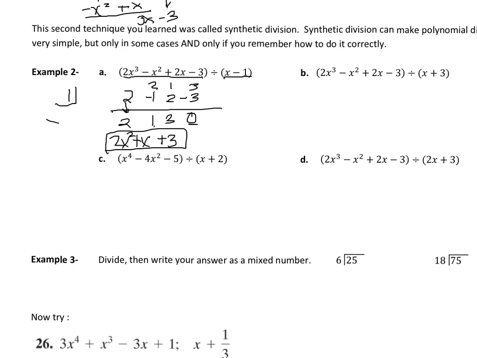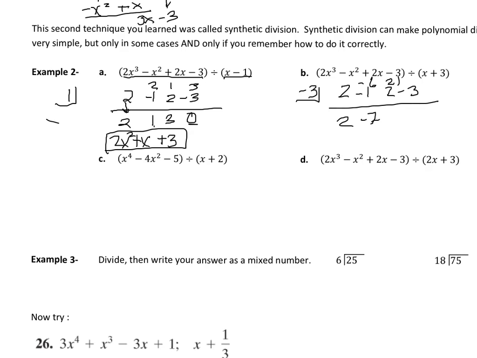So let's do the same thing. We have the same polynomial here: 2, negative 1, 2, negative 3. But now what number goes in my little box here? Negative 3, right? Because we set that equal to 0. All right, bring your 2 down. 2 times negative 3 is negative 6. Negative 6 minus 1 is negative 7. Negative 7 times negative 3 is 21.